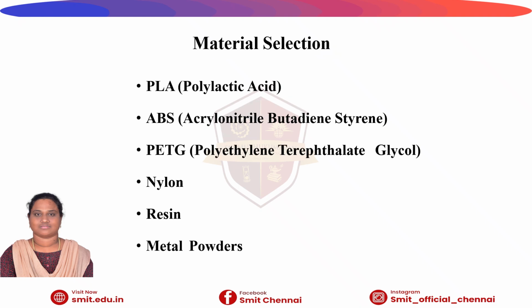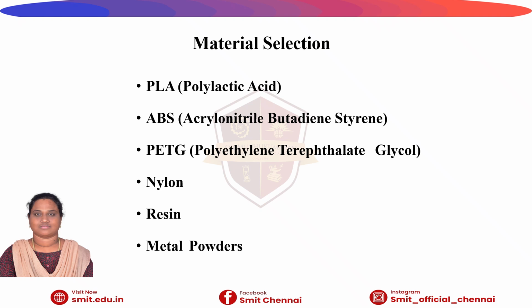First of all, material selection. The choice of a material affects the strength, flexibility, durability and aesthetic properties of the printed object. The most common materials used in 3D printing include polylactic acid, acrylonitrile butadiene styrene, polyethylene terephthalate glycol, nylon, resin and metal powders. Polylactic acid is biodegradable. It is easy to print and suitable for prototypes. Next, acrylonitrile butadiene styrene is strong, impact resistant and heat resistant.